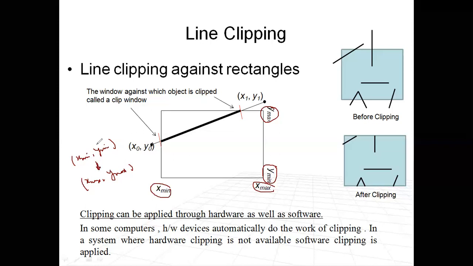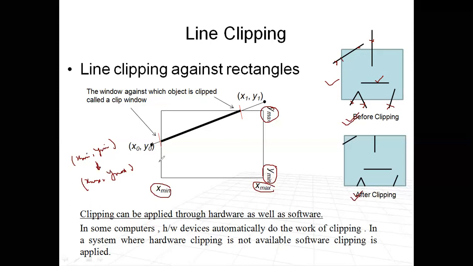Here the figure is shown. This is before clipping, the lines are drawn, a figure is drawn. Then after clipping across the intersection of its edge, this one is removed, this one is removed, this part is removed, this part is removed, and this part is removed, and this is totally accepted. So this is before clipping, and this is after clipping.